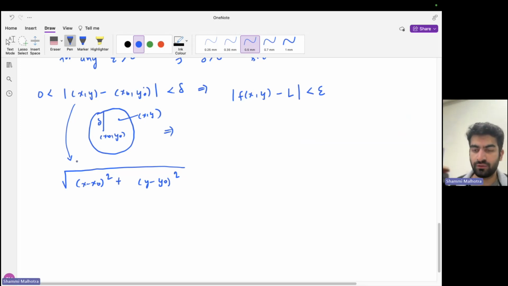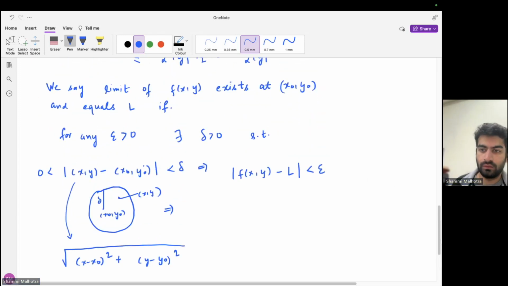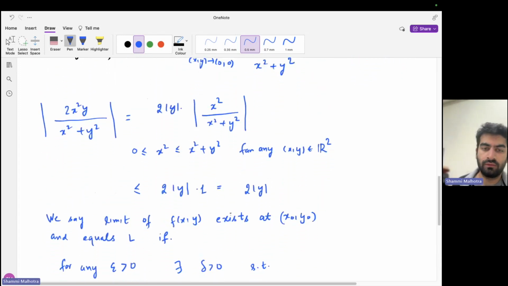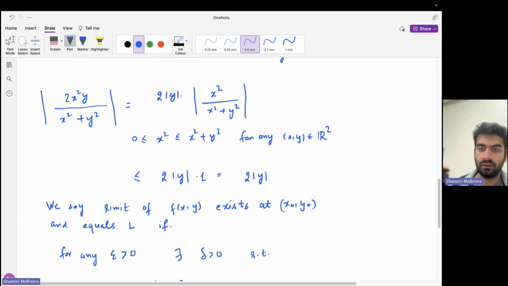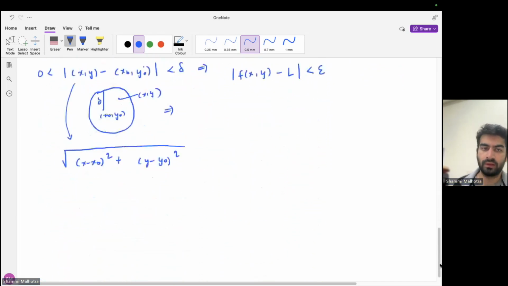Similarly, we can generalize to Rn. If we have points with coordinates x1, x2, up to xn, then you take the square root of the sum of squares of the differences, (x1 minus y1) square, (x2 minus y2) square, and so on. That's the Euclidean distance you are considering. Now we can see that we have shown that our function is bounded by twice mod y, right?